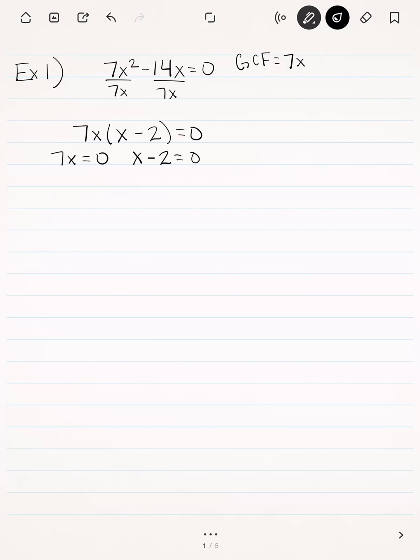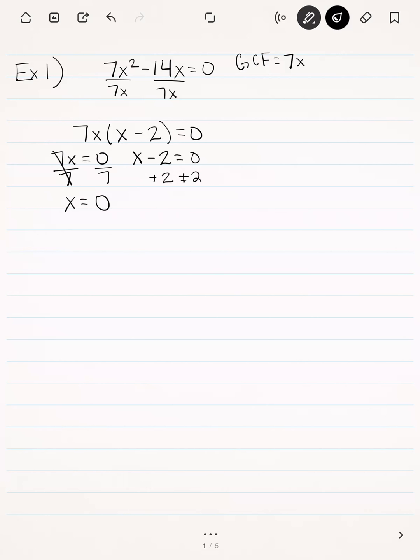Now that I have it factored, I can separate each factor and set them equal to 0. And I solve for x. So in this first one, 7x equals 0, I divide both sides by 7. 7 divided by 7 is 1x. And then 0 divided by 7 is 0. Then the next one, x minus 2 equals 0. I add 2 to both sides.